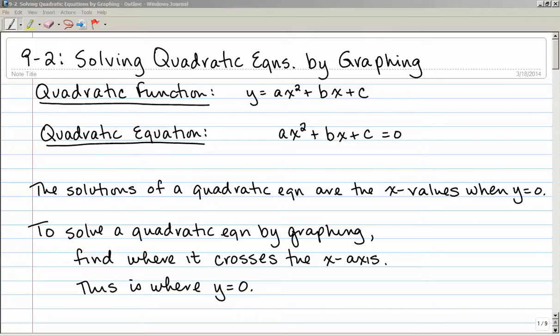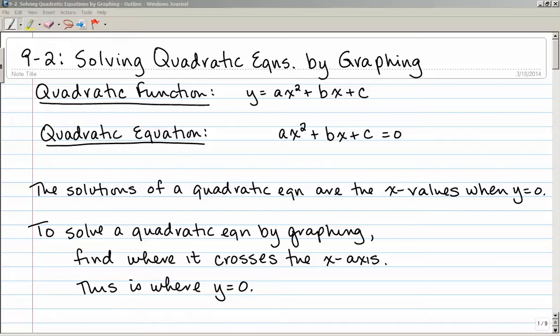Section 9.2 is on solving quadratic equations by graphing. In the last section, we looked at and graphed a quadratic function, and recall that that's in the form y equals ax squared plus bx plus c. In this section, we're going to solve a quadratic equation that's very similar to that. It's going to be in the form ax squared plus bx plus c equals 0. Okay? And we're going to solve it by graphing.